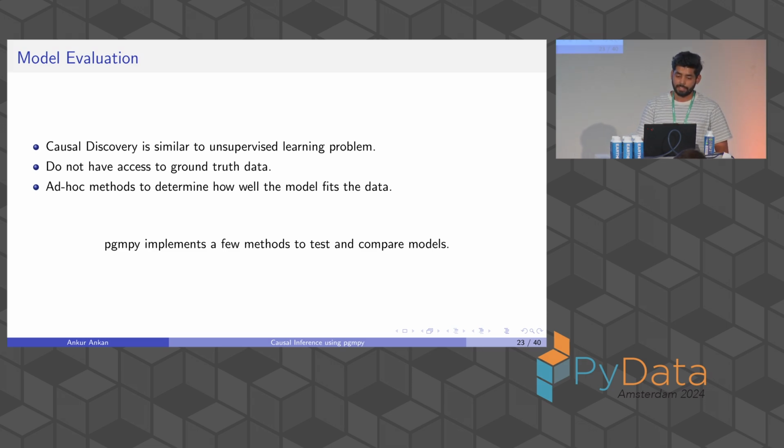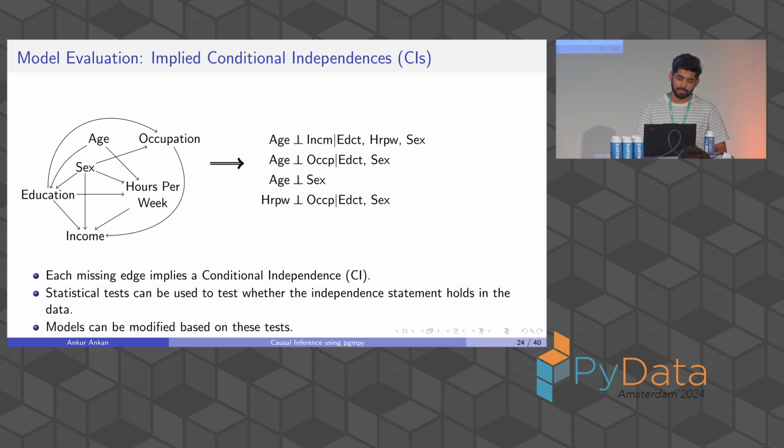So we have collected a bunch of ad hoc methods that people have been using in research, and try to provide that. For example, one of the methods is called testing for implied conditional independencies. Each of these DAG models implies a bunch of conditional independence statements, and then we can use these statements and run a statistical test on the data that we have. And if the test fails, that implies that our data does not match with the model that we have, and based on that, we can make some modification to our model.